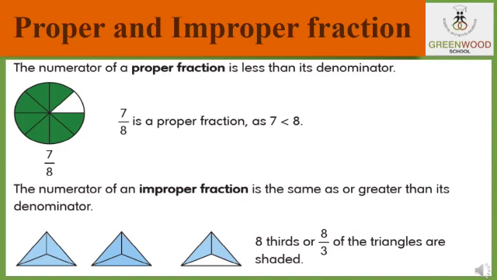Now, the numerator of an improper fraction is the same as or greater than its denominator. Look at 3 triangles. There are 1, 2, 3, 4, 5, 6, 7, 8 and 9 parts, out of which 8 are colored. So 8/3 or 8 by 3 of the triangles are shaded. Here 8 is greater than 3, so it becomes an improper fraction.